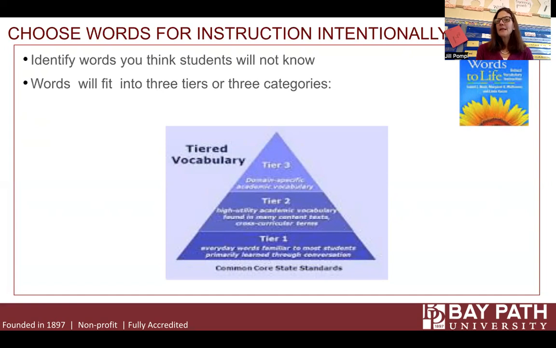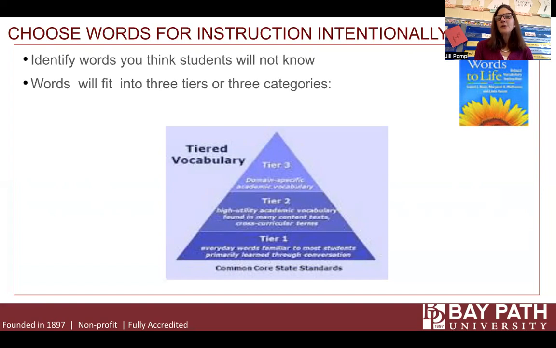And while that seems pretty obvious, oftentimes in schools, teachers are presented with a curriculum where vocabulary words are already chosen for you. And teachers might think that they need to teach those words whether or not the students know the meaning of them already. I'm going to tell you that if your students know the meaning of those words, you do not need to take the time to teach them. You instead want to focus on words that you think your students do not know.